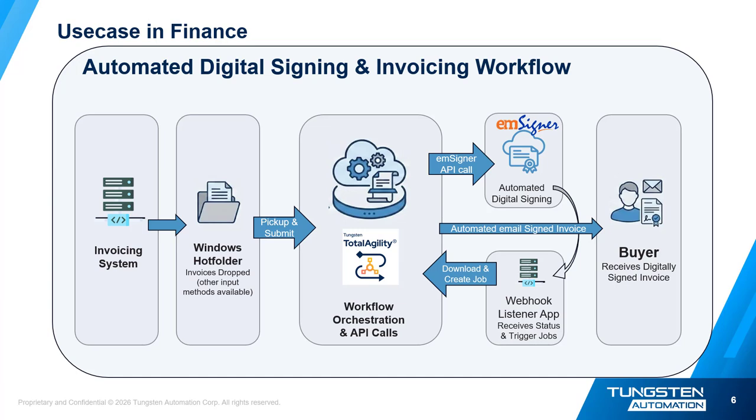In the second use case, let's have a look at a workflow where an enterprise wants to digitally sign and certify all invoices before they are emailed or posted to the purchaser. In this case, the invoicing system will output and place all invoices into a folder, which will be monitored by Total Agility. It will pick up all these invoices using the emSigner API.